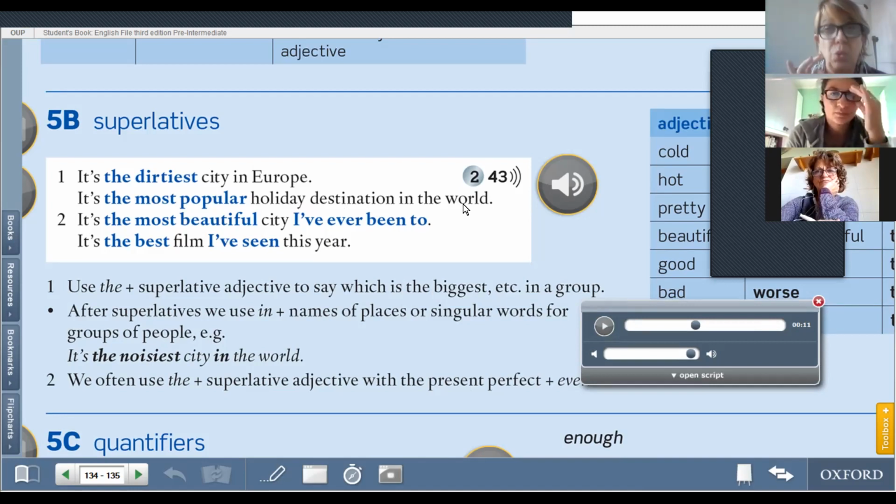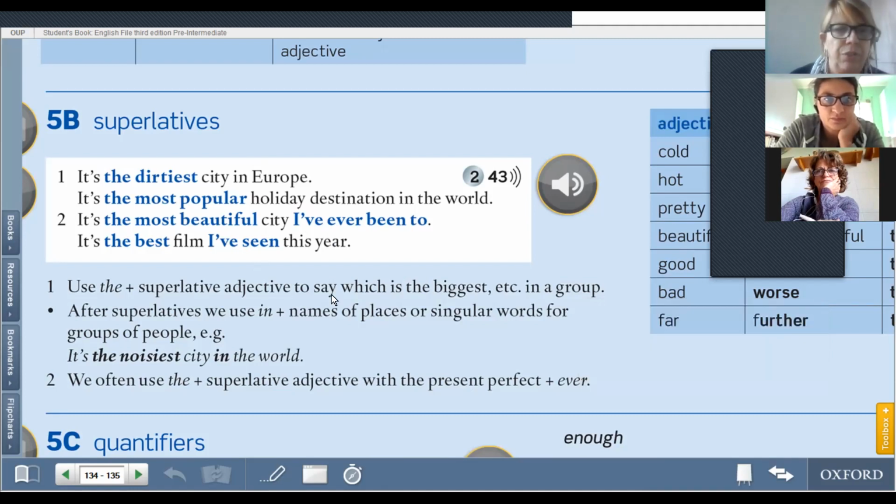The thing you have to notice very carefully is that when it is in a group, we say in. The preposition is in. Be very careful because a lot of Italian people make mistakes and say of: the dirtiest city of Europe. This is wrong. You have to say the dirtiest city in Europe. And then the second example: It's the most beautiful city I've ever been to. It's the best film I've seen this year.